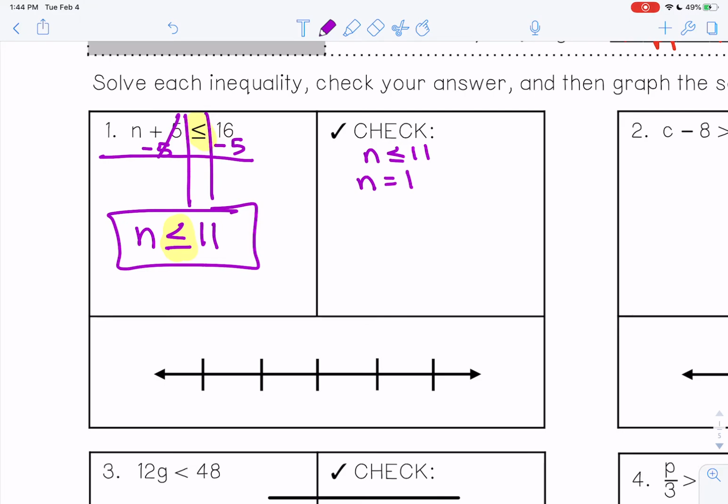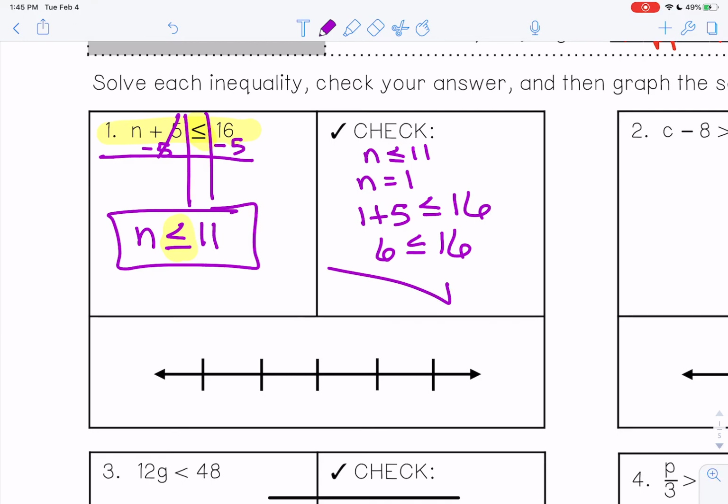So if n equals 1, then 1 plus 5, now I'm putting it back in the original equation, 1 plus 5 should be less than or equal to 16. Well, 1 plus 5 is 6. And 6 is definitely less than or equal to 16. It's less than, right? So it works, it makes sense, it's true, so it's correct.